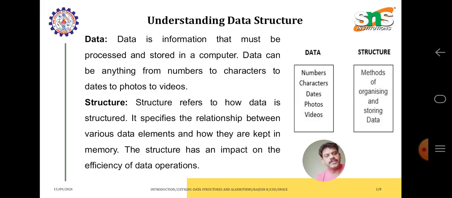When you see the structure, what does it mean? It refers to how the data is organized and structured. It specifies the relationship between the various data elements, and how they are kept in memory, because the structure has a larger impact on the efficiency of data operations and manipulation. So on one side, data refers to numbers and characters, and on the other side, structure refers to the methods and the organizational form of memory.